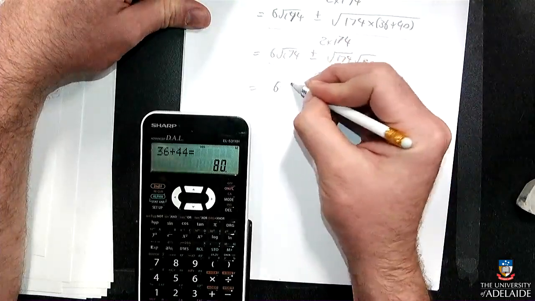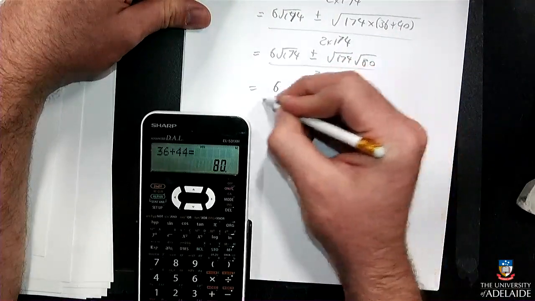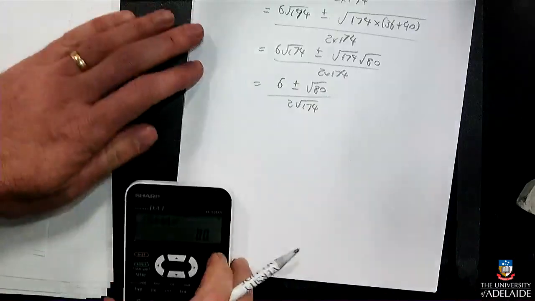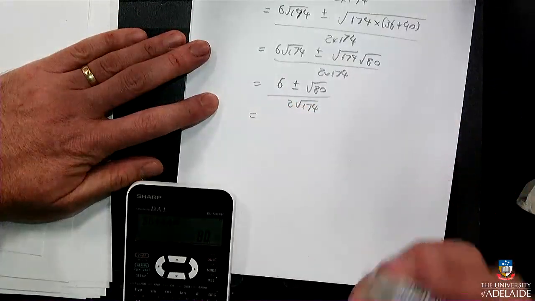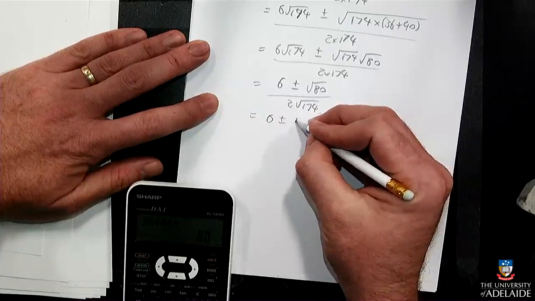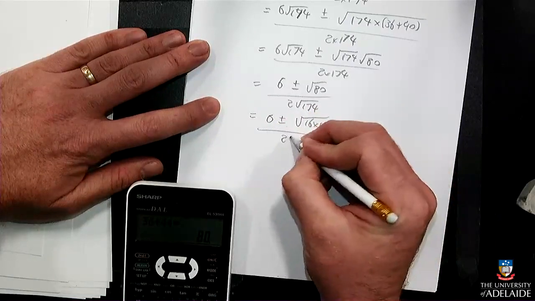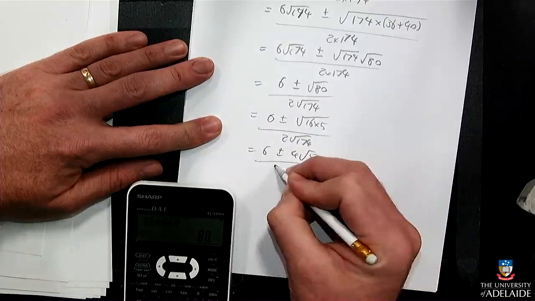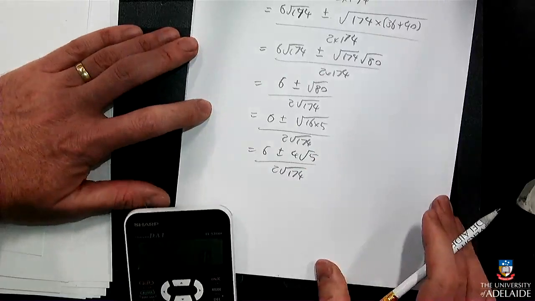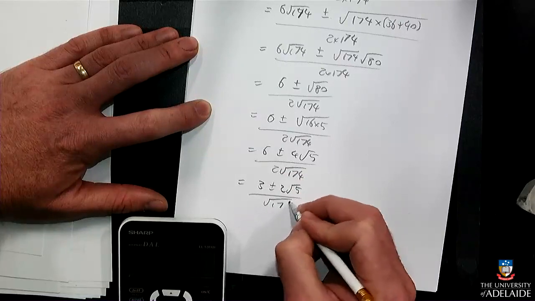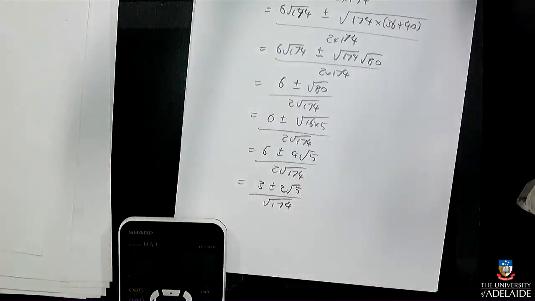If I divide everything by root 174, I get this, which is a particularly pretty answer, I must say. And the 80's got a multiple of 4, so I can pull that out. It's actually a multiple of 16. So that's 6 plus or minus 4 root 5 over 2 root 174, which is lovely. 3 plus or minus 2 root 5 over root 174, which is really not too bad, actually, compared to all the awfulness I had before.